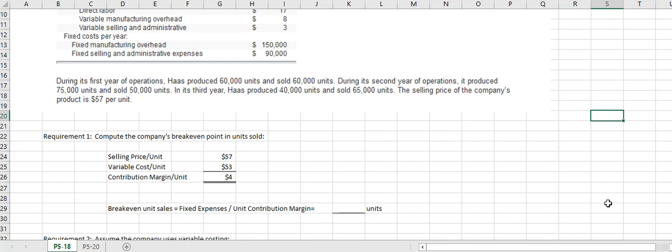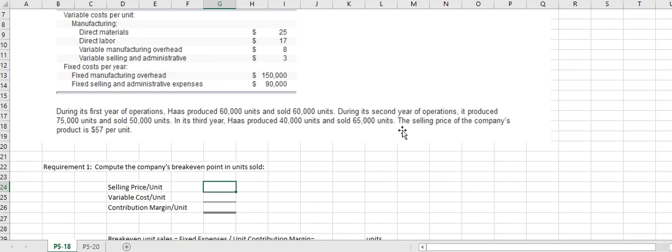The first thing we have to do is compute the company's break-even point in units sold. So I have created sort of a template here to walk through the calculations. Before we can actually do the break-even point in units, we're going to have to calculate our contribution margin. To do that, we need our selling price, and that was given in the instructions right here. The selling price of the company's product is $57. So let's put that in there.